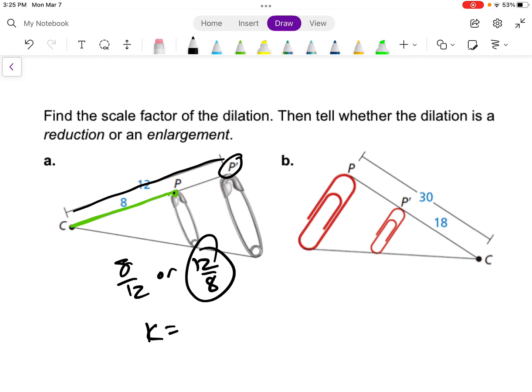When you write the scale factor, you can write it as a fraction, but we ought to reduce it. That'd be what, 3 halves? Or you could write it as a decimal, 1.5. Or if you want to write it as a percent, you can write it as 150%.